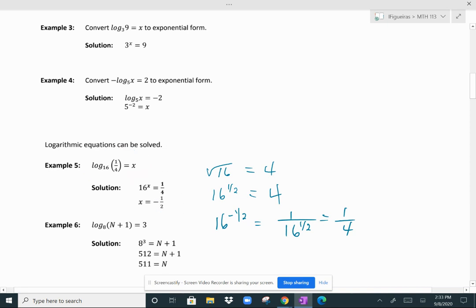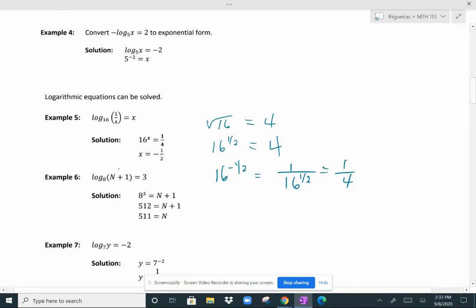We'll learn other ways to solve equations like this in a future section, but this is one method. Here on the right we have log base 8 of n plus 1 equals 3, so we need to solve for n. Again, rewriting this as an exponential would be 8 to the third equals n plus 1. 8 to the third is 512. Subtract 1 from both sides, and you get that n is 511.